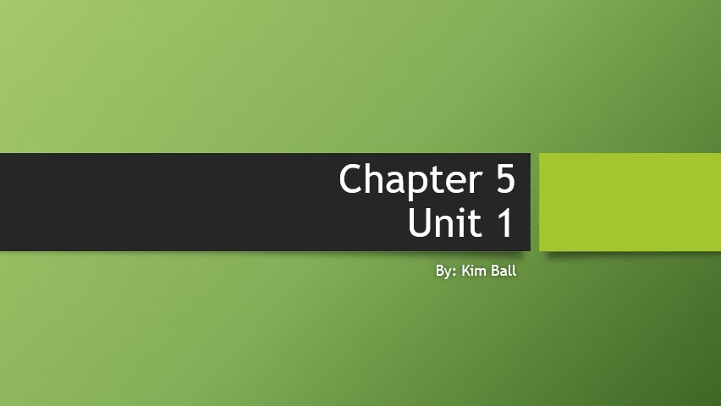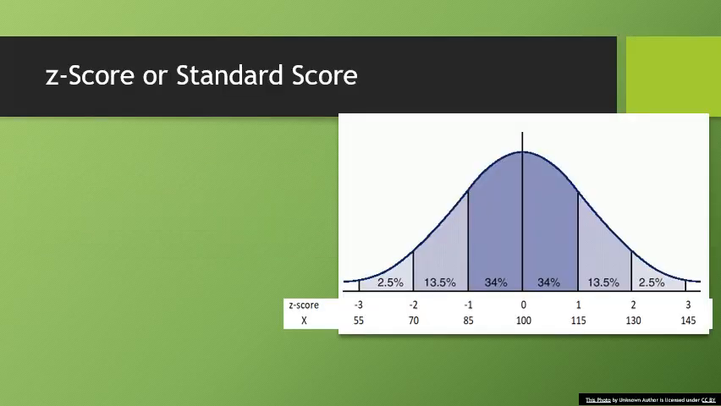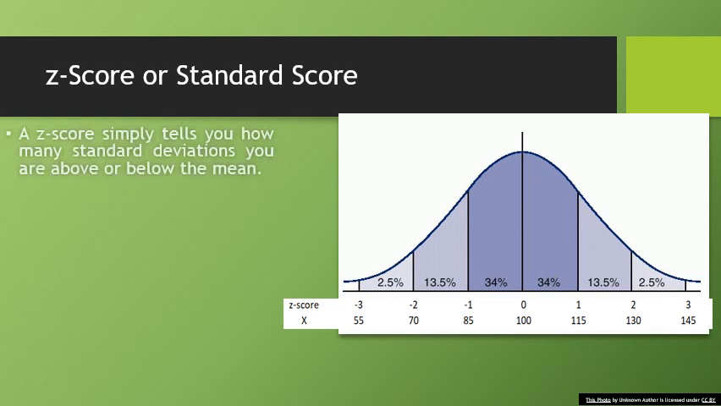Chapter 5, Unit 1. Today we're going to be talking about a Z-score, or what is referred to as a standard score. Basically, a Z-score simply tells you how many standard deviations you are above or below the mean. So look at the graph to the right, and everywhere we've had SD when we've made our table, we told how many standard deviations above or below the mean we are. Now we're just going to call this a Z-score.